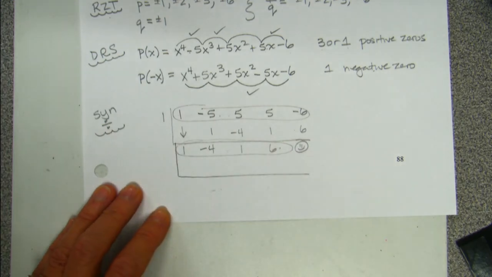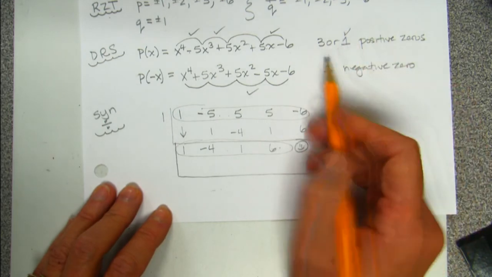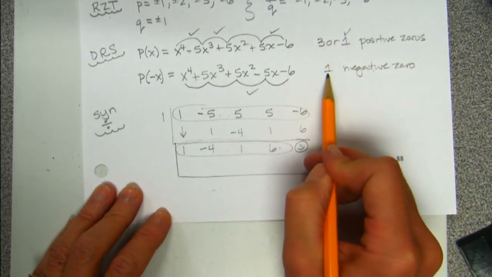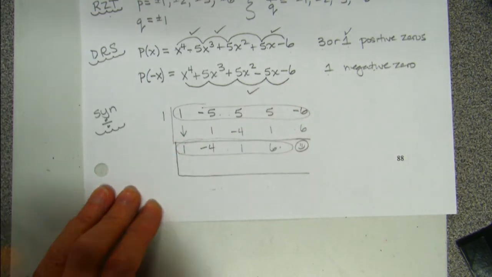Okay. Anybody have any suggestions for one they want to try? We found the 1 positive. There might be 2 more, but we definitely know there's a negative. Should we go see if we can find the negative one? Why not? How about we try negative 1?